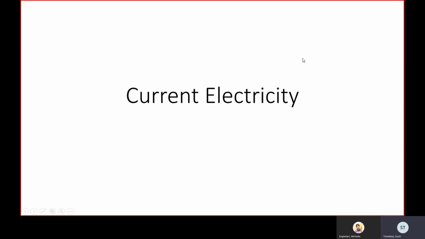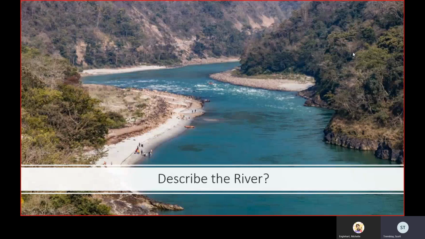So we're going to start off by talking about one of my favorite things, rivers. So let's describe this river. And Miss Engelhardt has been volunteered to describe the river for us. So Miss Engelhardt, what are some things that you notice when looking at this river? Or things that you'd want to know about the river to describe it?